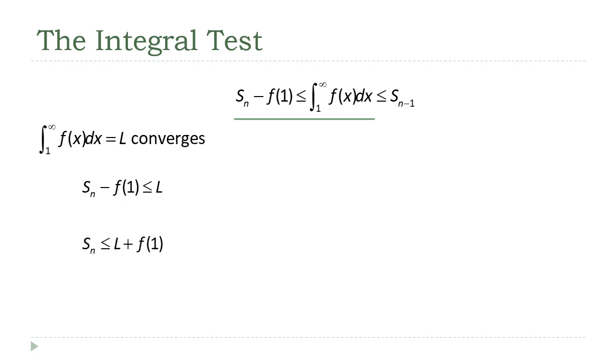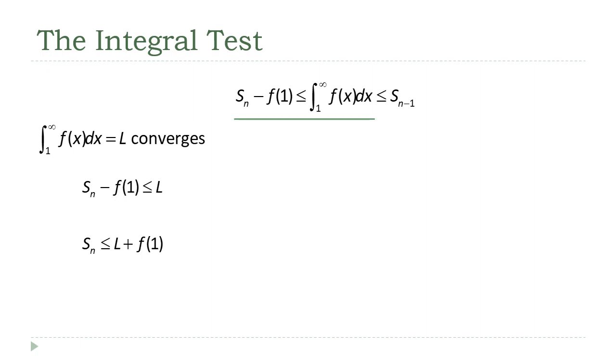This is what I needed to see. First, this tells me that the sequence of partial sums is bounded. L plus f of 1, that's a number, so there's an upper bound on the sequence of partial sums. I also know that the sequence of partial sums is monotonic, it's increasing. Remember, because our function is strictly positive, the values of the sequence are strictly positive, which means to get the nth partial sum, I add some positive number to the previous partial sum.